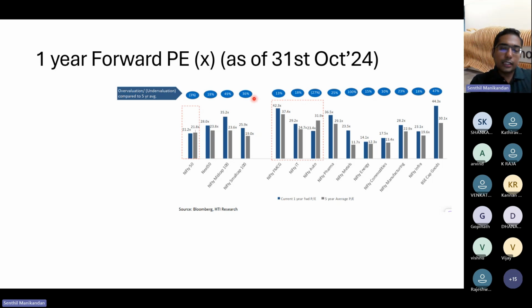So it doesn't mean that trading at a premium to the last 5 years is wrong. If the next 3 years the earnings growth is going to be higher than the last 5 years, then a market or a company trading at a higher PE is valid. But as we are expecting earnings growth to moderate, this looks counterintuitive, because current valuations are at a premium, but we are expecting earnings growth to moderate. So that's broadly where the market construct is as of now.